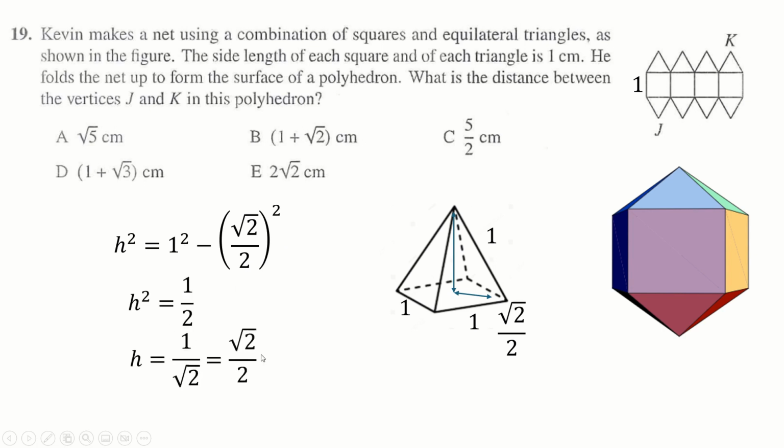You can rationalize this if you want to. And then, of course, I just need 2 of those. 2 of these is just root 2. And then the one in the middle gives me 1 plus root 2 as the answer.